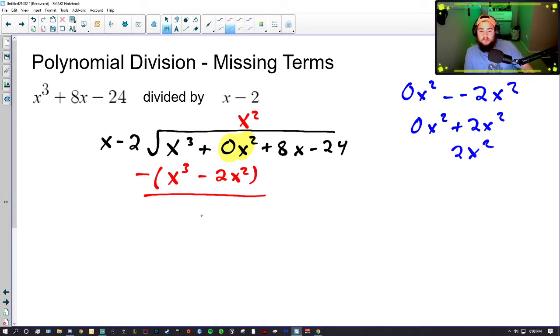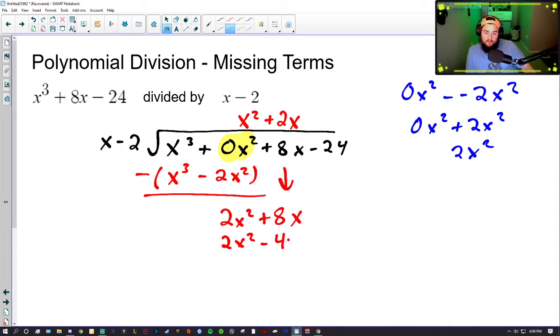Okay, always check your subtractions. So we have 2x squared. Bring down the next term. Okay, what do I need to multiply x by to get 2x squared? Well, I definitely need to multiply by a 2 and an x. 2x times x gives me 2x squared, so that's good. 2x times negative 4 gives me negative 4x. And I'm going to subtract.